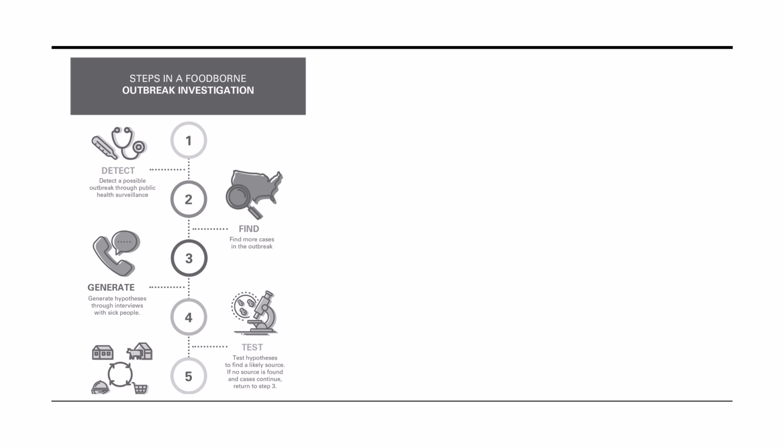So we have to go and see each of the affected people and their community and generate hypotheses through interviews with the sick people. Then fourth step is actually test. Testing of hypothesis to find a likely source for the infection. If no source is found and cases continue, return to step 3. So, if no cause or no source is found, you have to generate hypotheses again through interviews with the sick people and the people around the sick people. Okay, then test the hypothesis using statistical tests. Which hypothesis can be the cause for the outbreak?